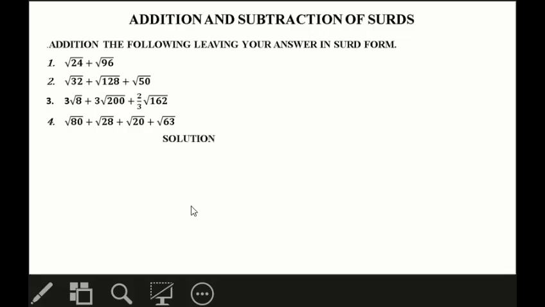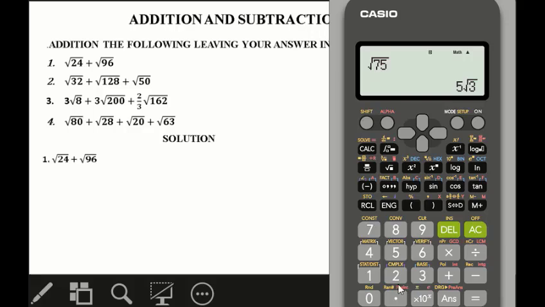So our solution, I'm only going to deal with the first 2 examples, then you deal with the rest later, right? Good. So let's look at the first expression. If I have the root of 24 plus the root of 96, I must express each one of these in their simplest form before I can add. So I'll pick my calculator, then I'll punch the root of 24.